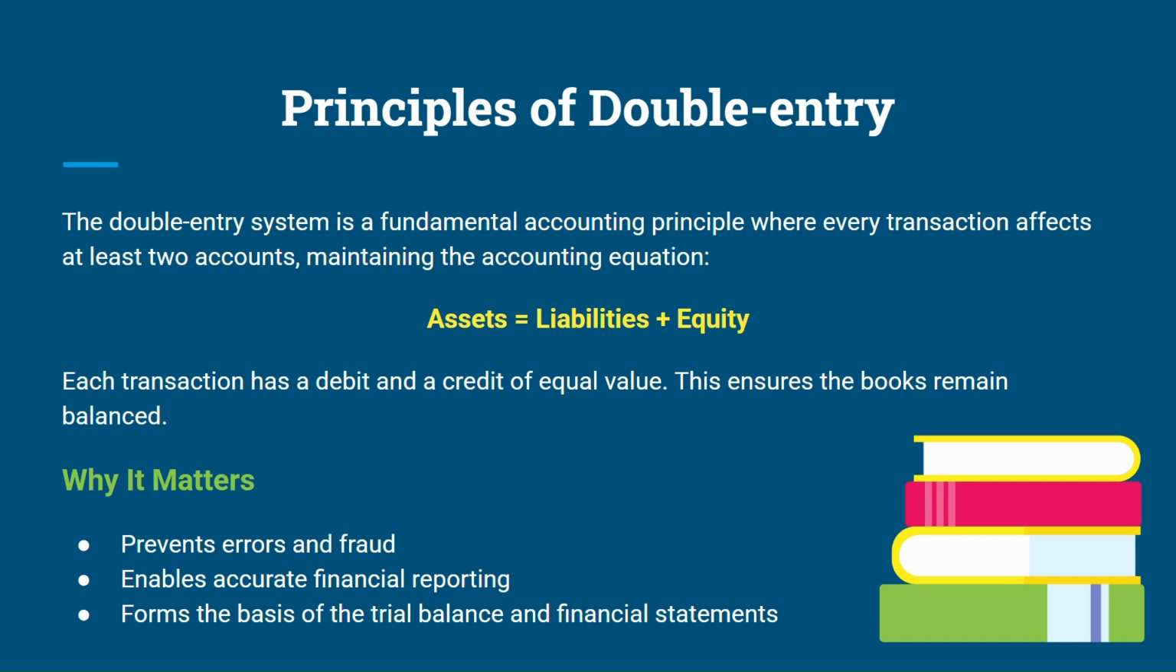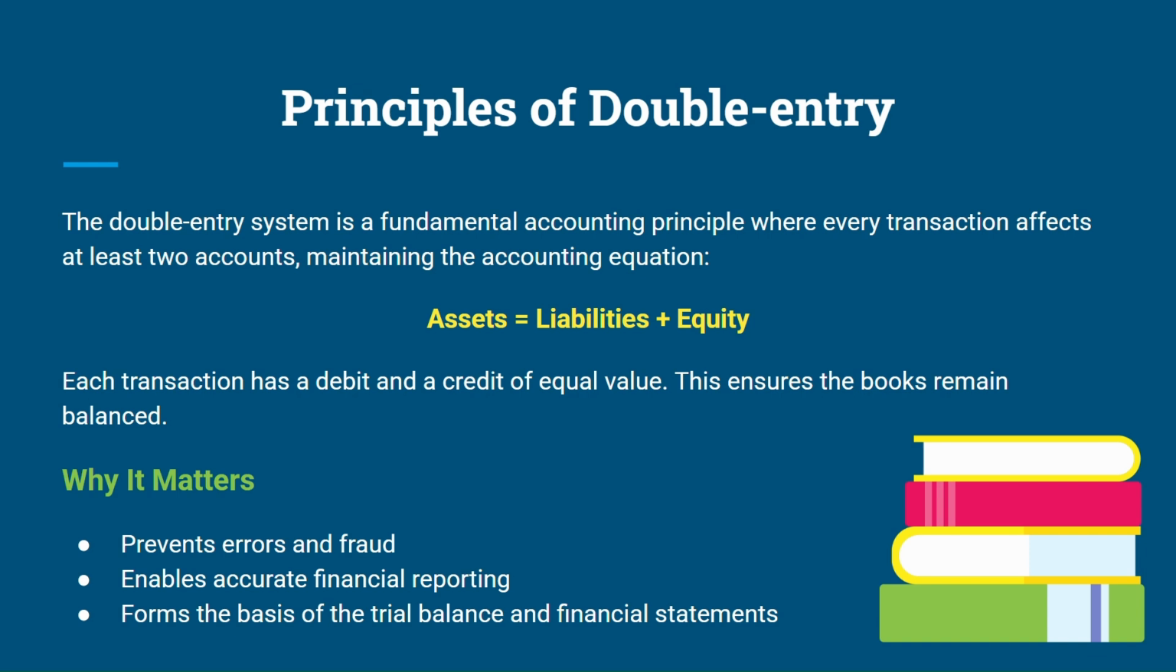Now, I know it sounds like I'm reading off the slide, but don't worry, after reading every single sentence, I'm going to explain it. So, the double entry system is a fundamental accounting principle where every transaction affects at least 2 accounts, maintaining the accounting equation. As we see here, assets must always equal liabilities plus equity, right?